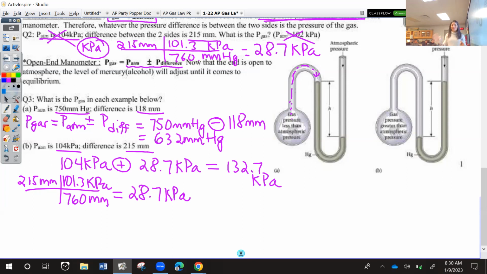Okay, and that's a great intro to manometers and gas pressure.